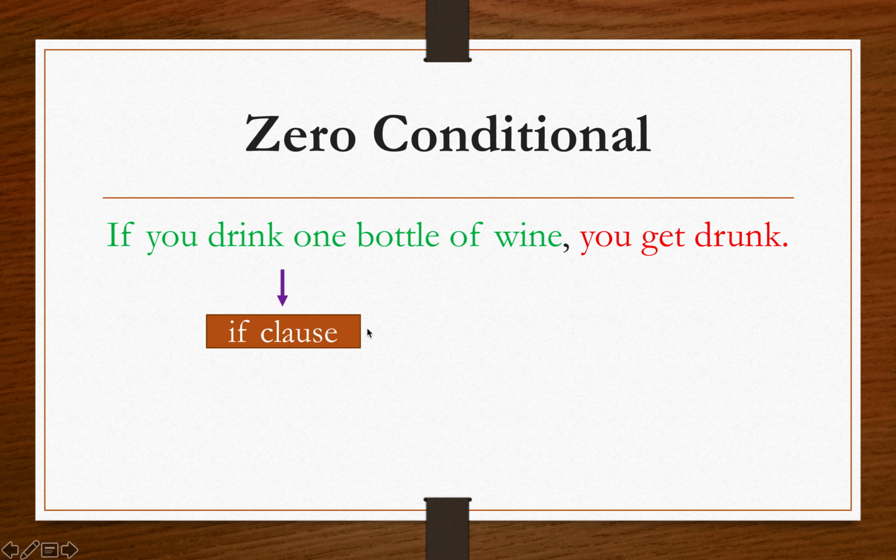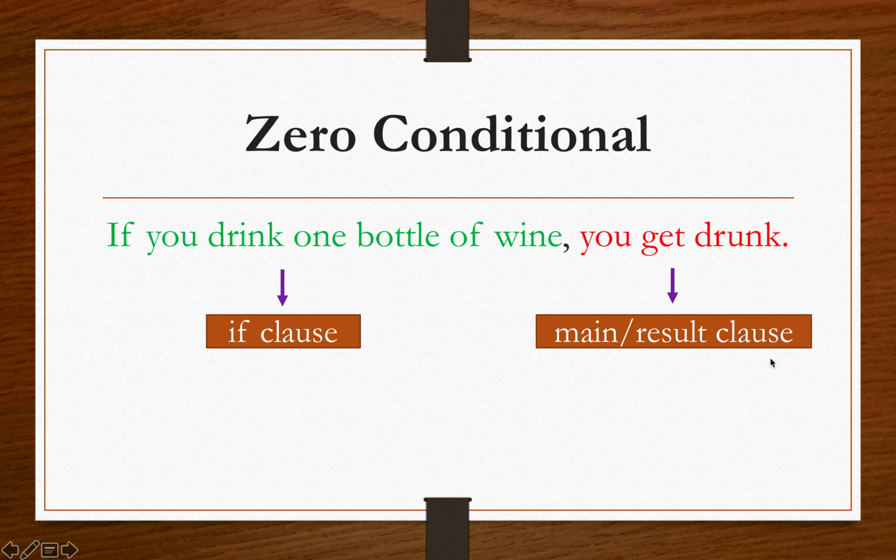The green part is called the if clause. If you drink one bottle of wine, it's called the if clause because we have if in this clause. A clause is a sentence, okay? And you get drunk is called the main clause or result clause. Main clause is easy, you can call it the result clause. So we have two clauses in a zero conditional sentence: the if clause and the main clause.